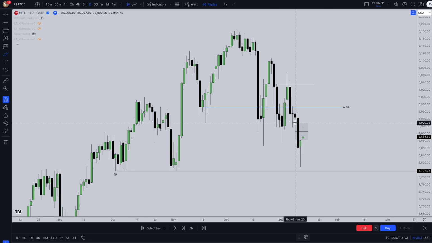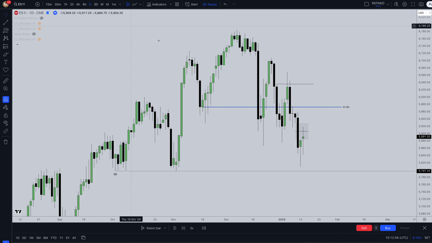If you want, you can also use the confluence of an order block as well. That's completely fine. So let's say it's 3 concepts. You're going to use FVGs, liquidity, and order blocks. So we have additional confluence at this level. So I know I'm looking to be a seller.